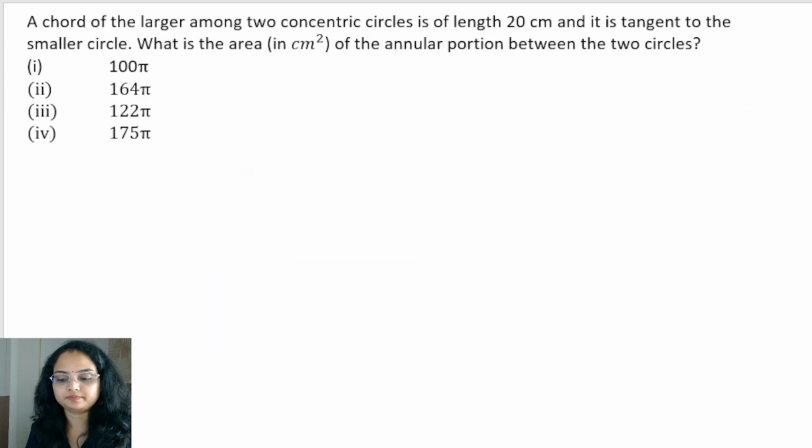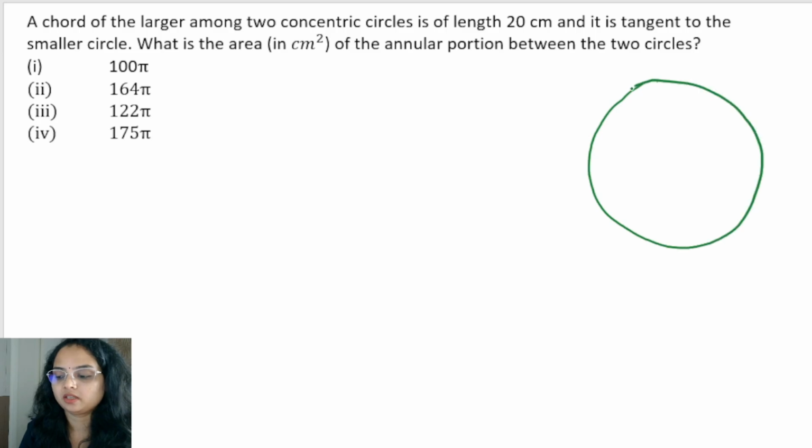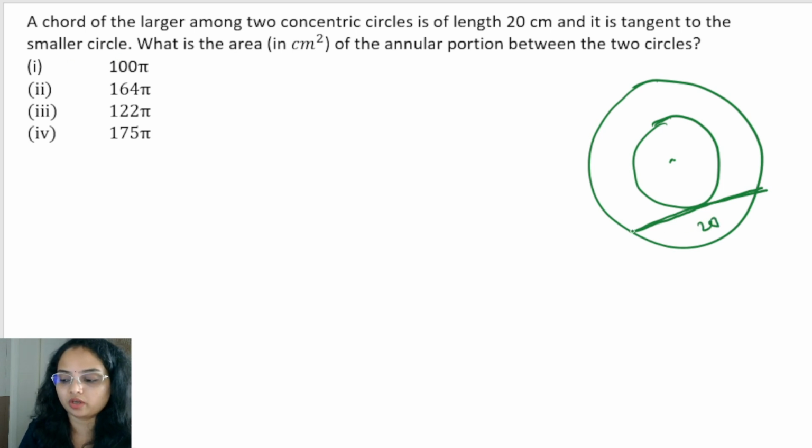Next one, a chord of the larger among two concentric circles. Two concentric circles means two circles that have the same center. See the chord, this is the chord for the bigger circle. It is of length 20 centimeters and it is the tangent to the smaller circle. This chord is the tangent to the smaller circle. What is the area of the annular portion between these two circles?